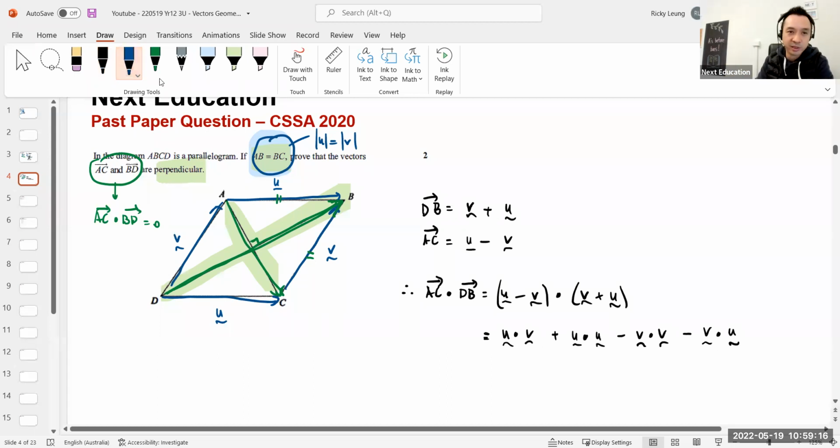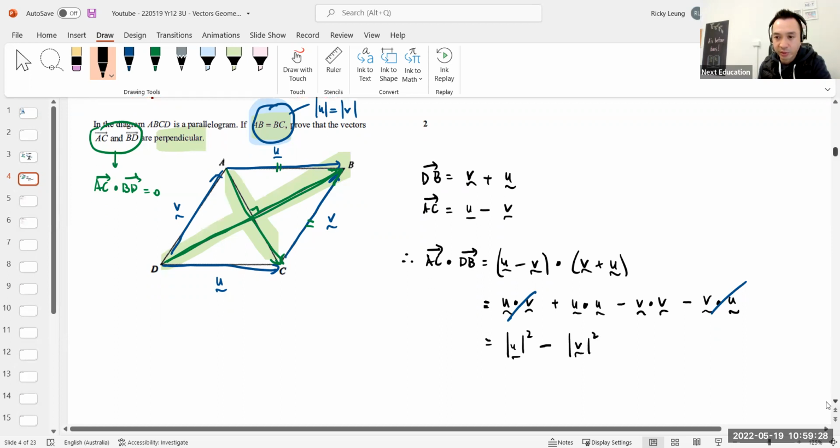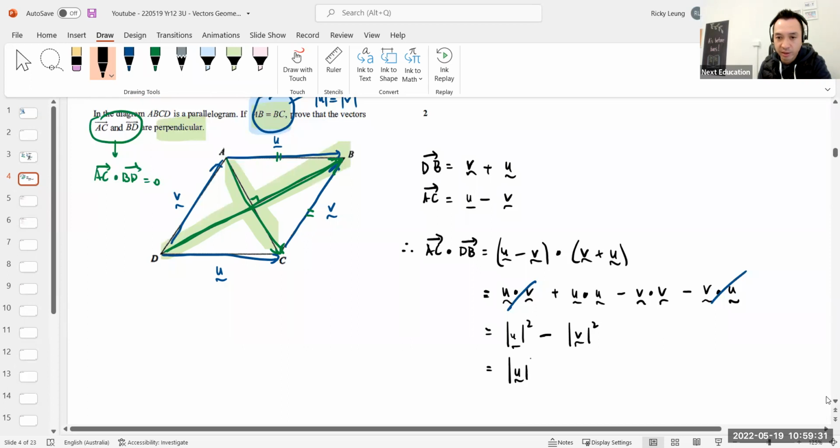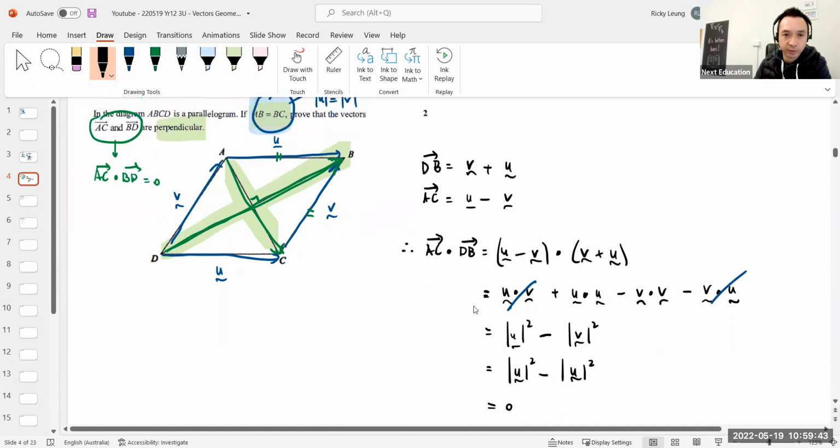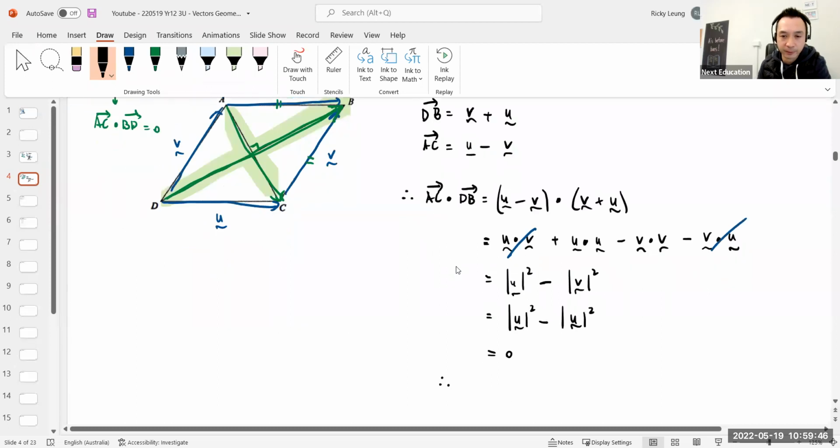So once you get there, guys, predictable, and there you have it again, where you get magnitude squared minus magnitude squared, and we know that they're equal. So I'm just going to replace the V with the U, which gives me 0. Done. Then once again, therefore, prove that the vectors are perpendicular. I always repeat the question when I'm proving it. So AC and DB are perpendicular. So 2 marks there.